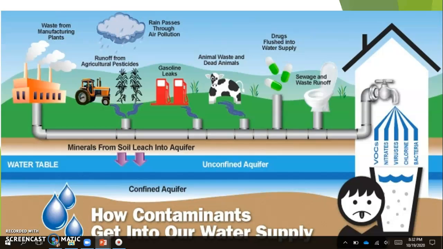So here is how contaminants get into our water supply. This is just a little visual for you. So we've got waste from manufacturing plants. We've got runoff from those pesticides. Remember, these are chemicals. Gasoline leaks, animal waste and dead animals. Drugs being flushed into the water supply. Don't ever flush your drugs down the toilet.